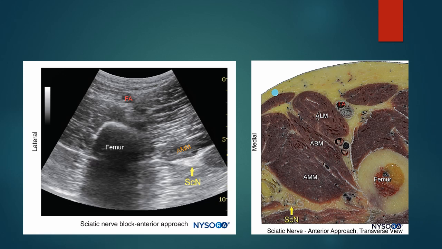Medial to the femur is the adductor magnus muscle, anterior to the hamstring muscles. The sciatic nerve is visualized as a hyperechoic oval structure sandwiched between these two muscles. The nerve is typically visualized at a depth of 6 to 8 cm.